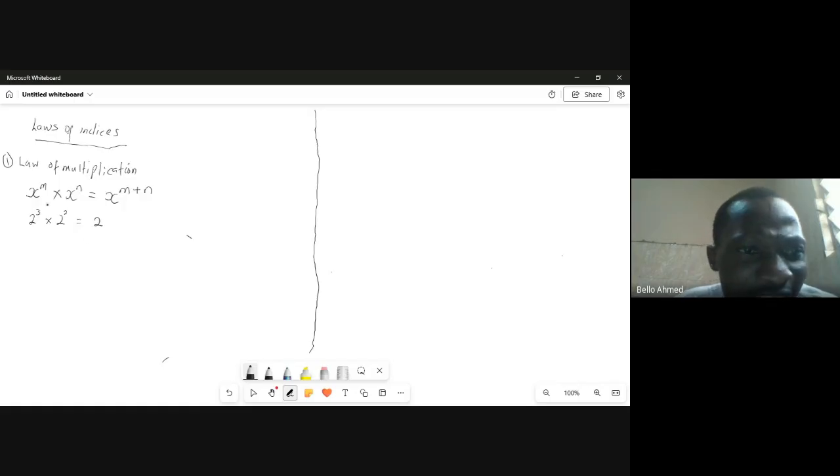Pick one base. The power here is 3, right? Write it. This multiplication, what is this supposed to mean? Good, plus. It means plus. Then the power here is what? Is 2. Am I right? So good. Then you say it equals 2 raised to power 3 plus 2, which is going to give us what? 5. You understand? Good. That is how to apply the law of multiplication of indices.